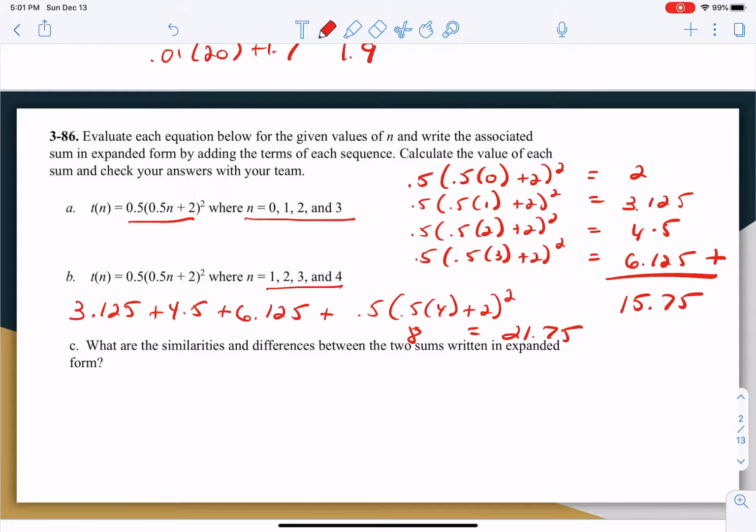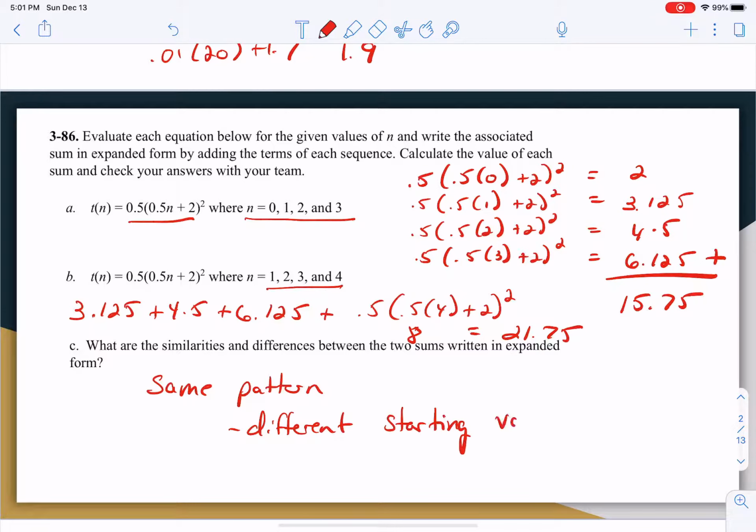So what are the similarities and what are the differences? It's the same pattern, but a different starting value. So we have to be very careful at looking where the starting value is in our sequence when we're creating the sum of the sequence.